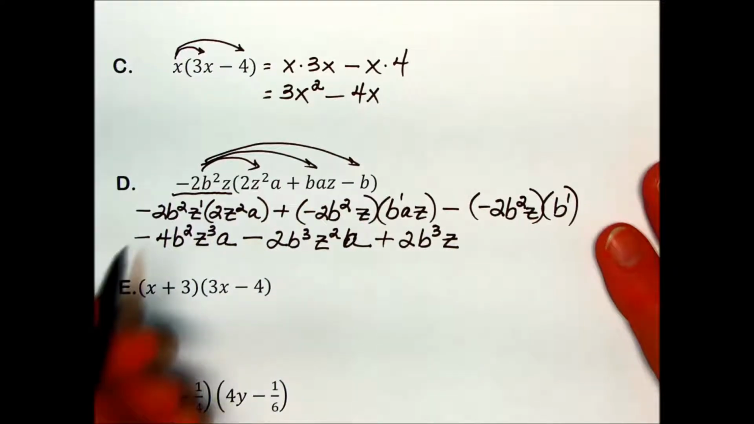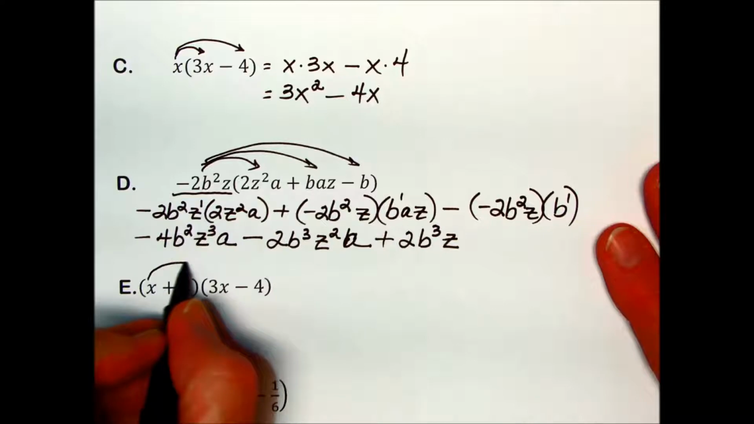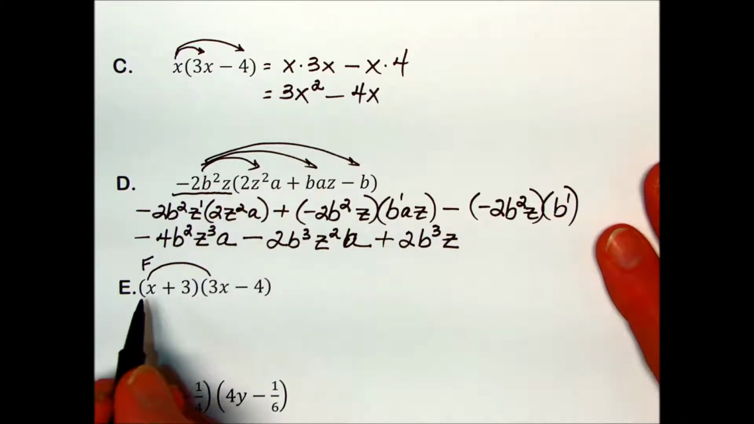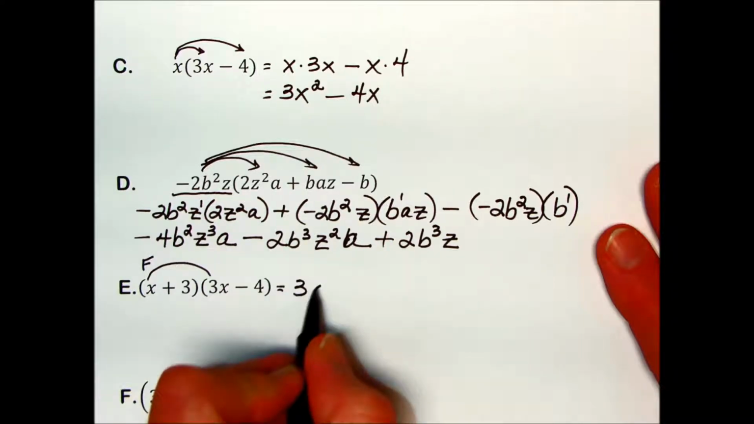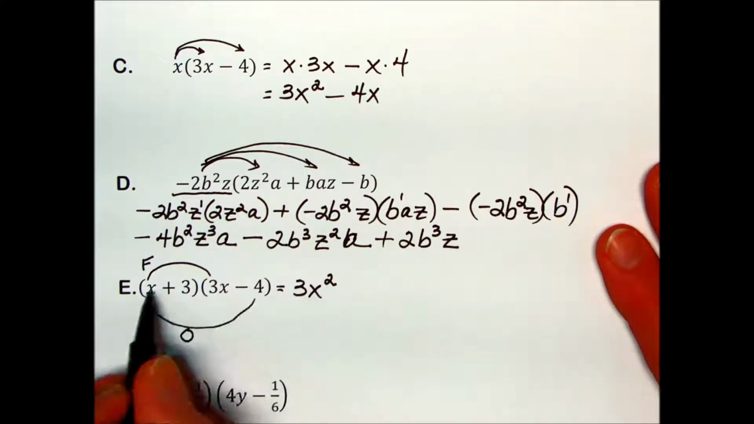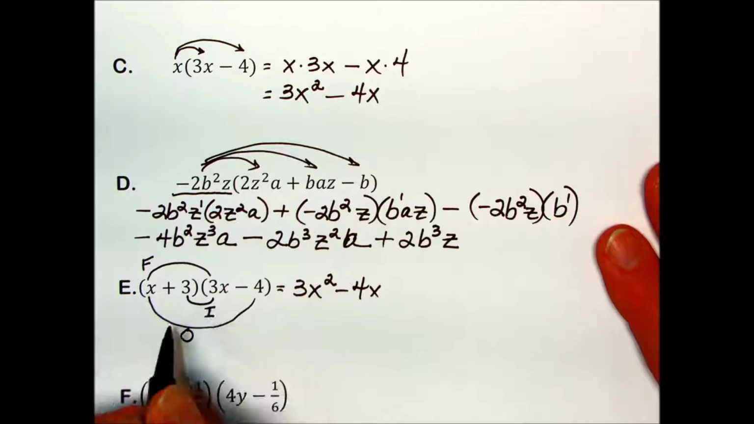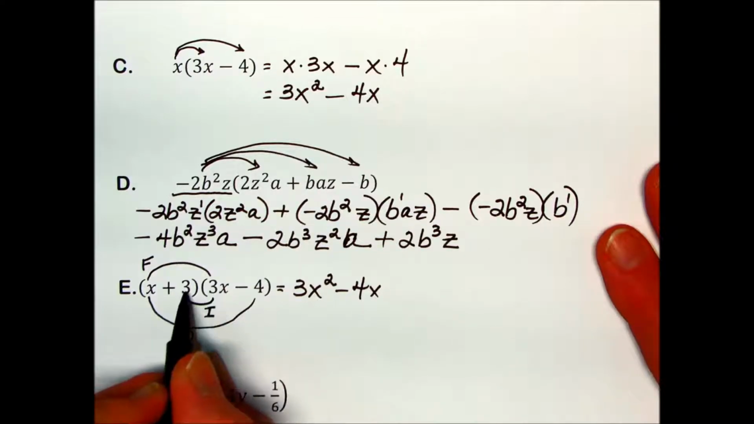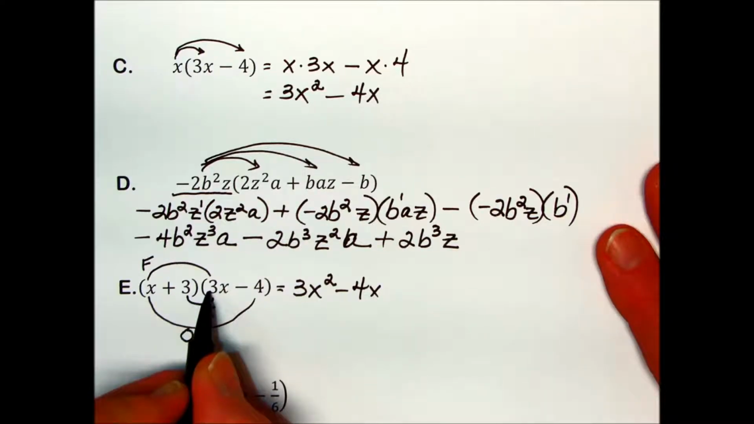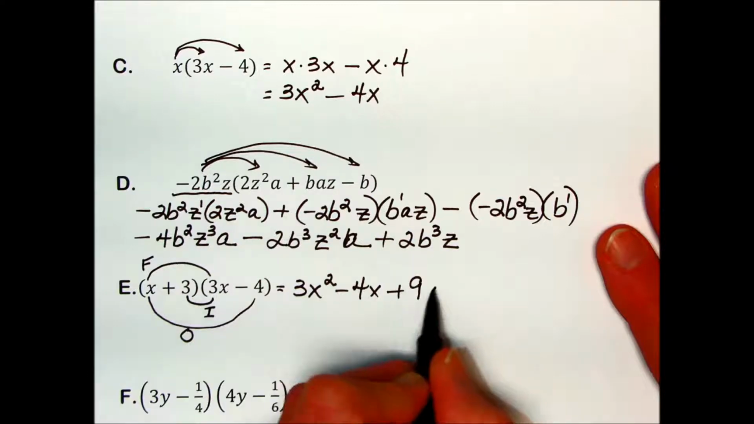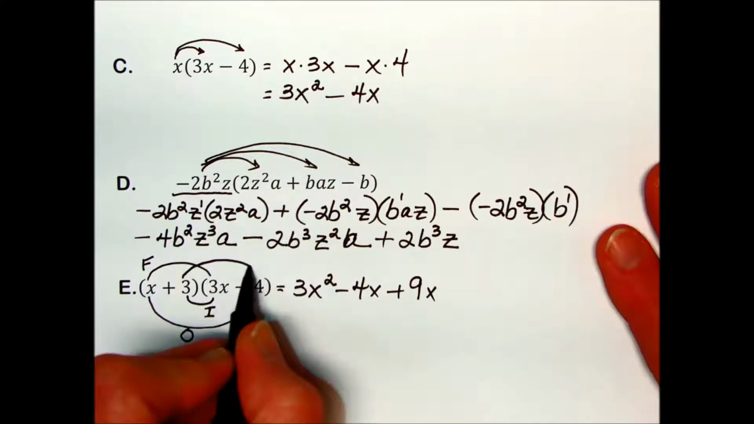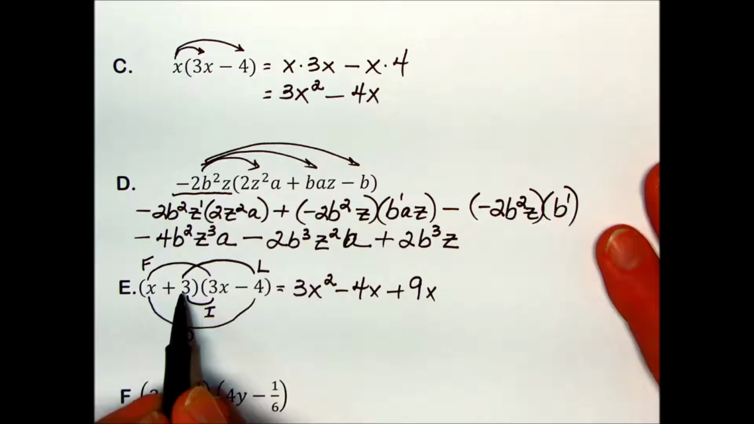So using the FOIL method here on this next example, we'll start with the F for multiplying first terms together. X times 3x is 3x to the second power. Next is O for outside. X times a negative 4 is a negative 4x. I comes next. That's the inner terms. Positive 3 times 3x is a positive 9x. And then L for the last terms.